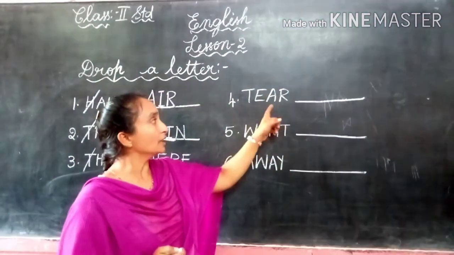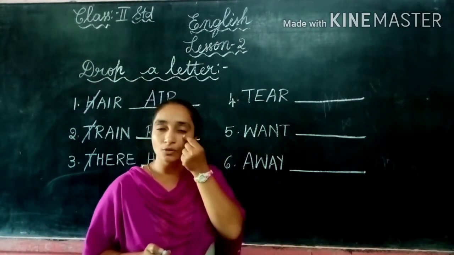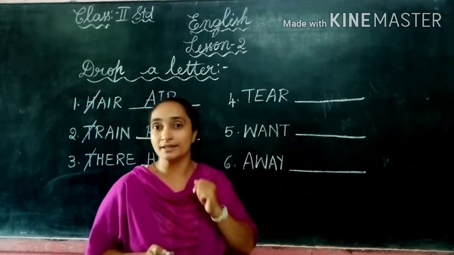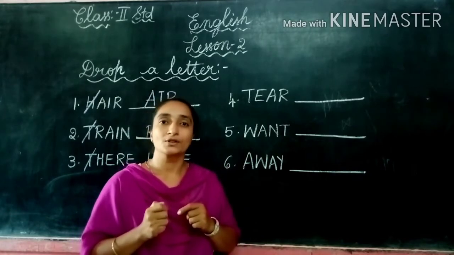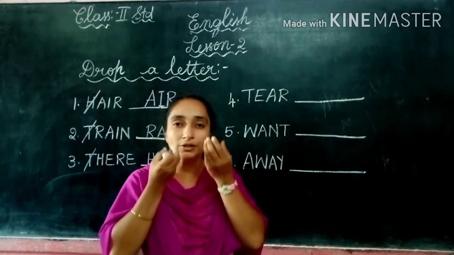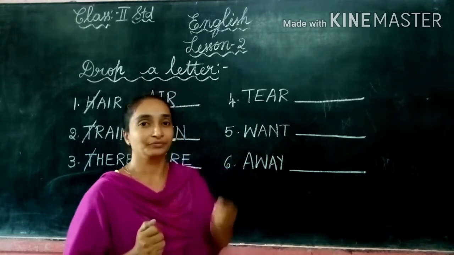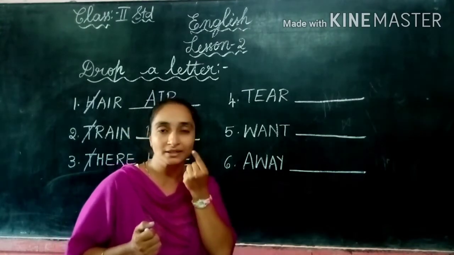So T-E-A-R, tear. Do you know what you mean by tear? The water drop which comes from our eyes when we cry. So what happens when we cry? Small drops of water continuously will come from our eyes. That is called as tear. If one drop, it is called as tear.